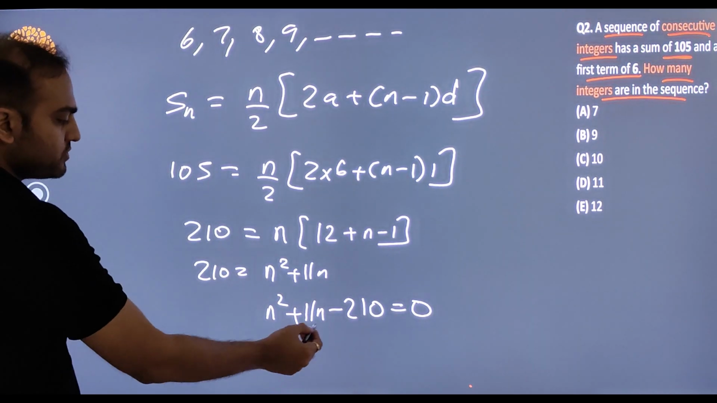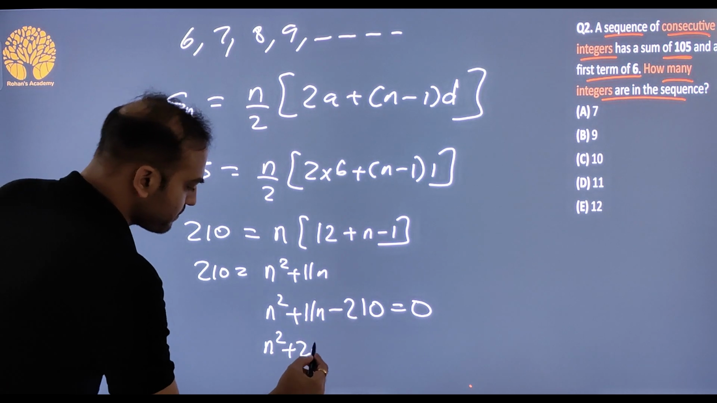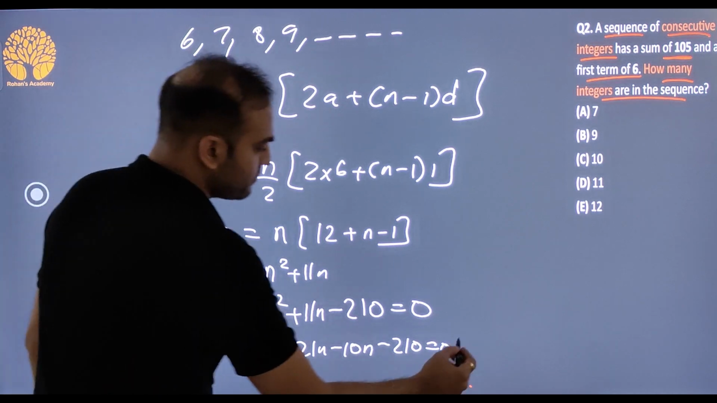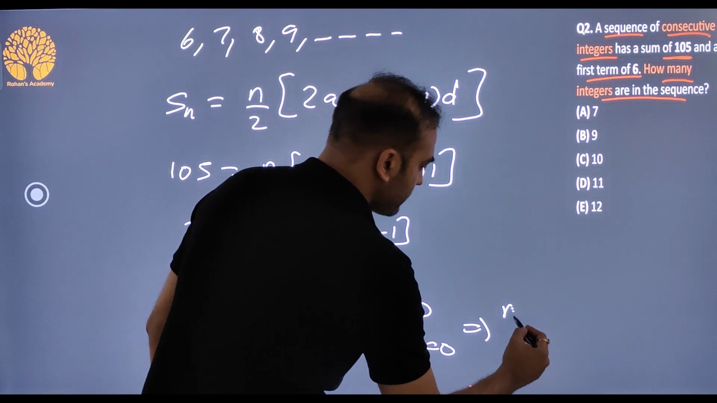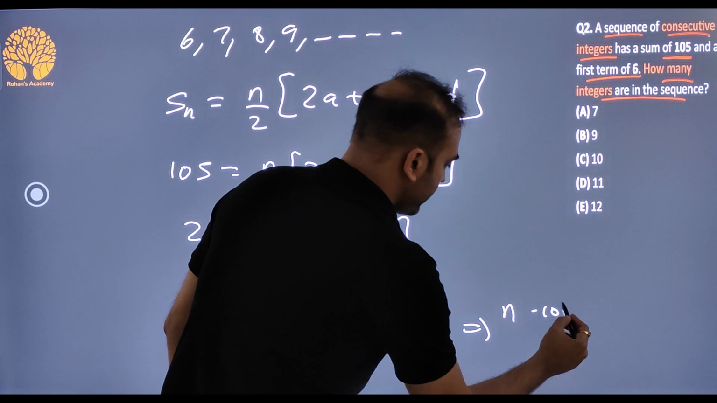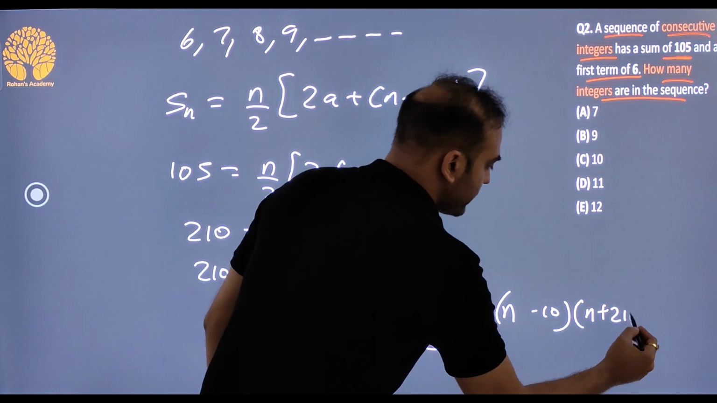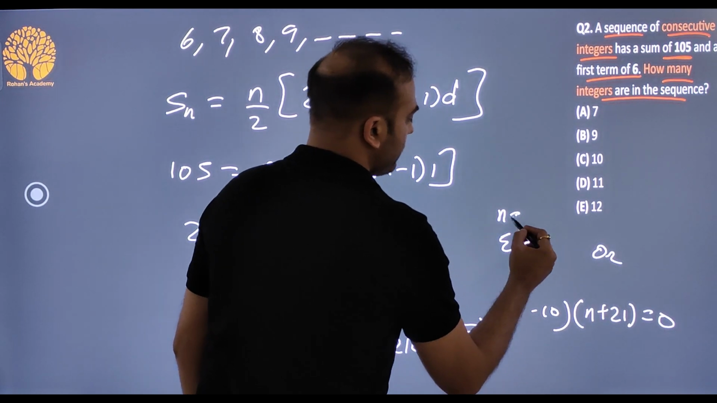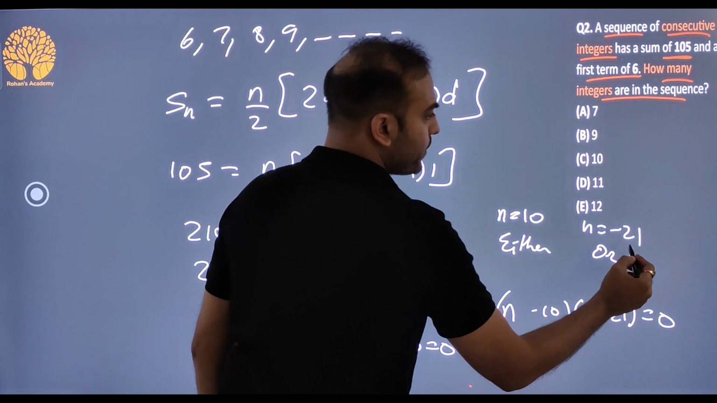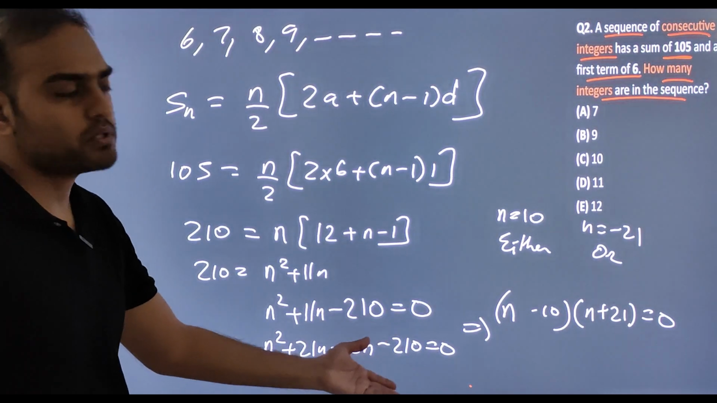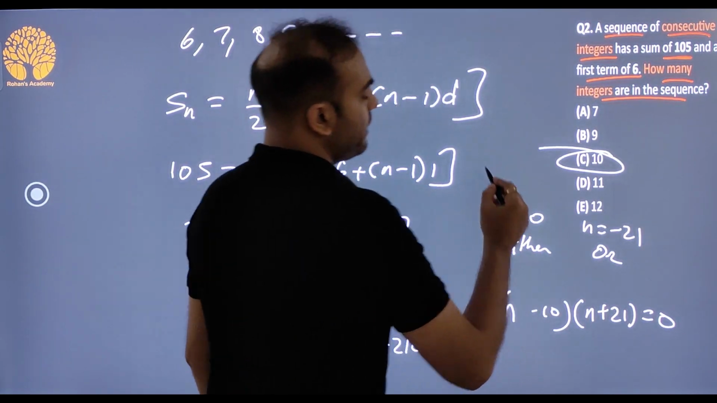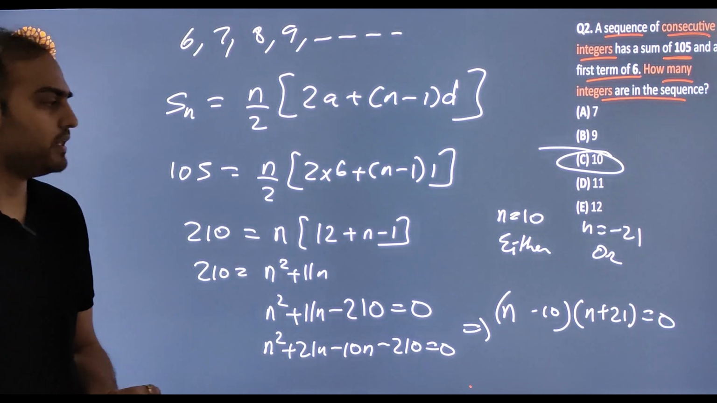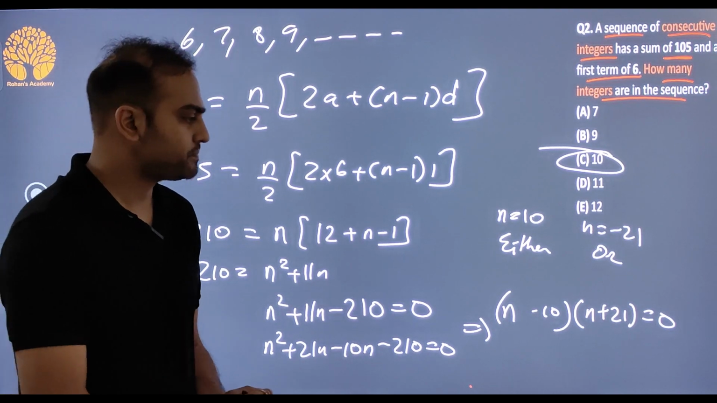Simple quadratic equation, plus 21 minus 10. If I solve this, that's (n minus 10) times (n plus 21). Either n is 10 or n is minus 21. A sequence of numbers cannot be negative, hence n is 10.